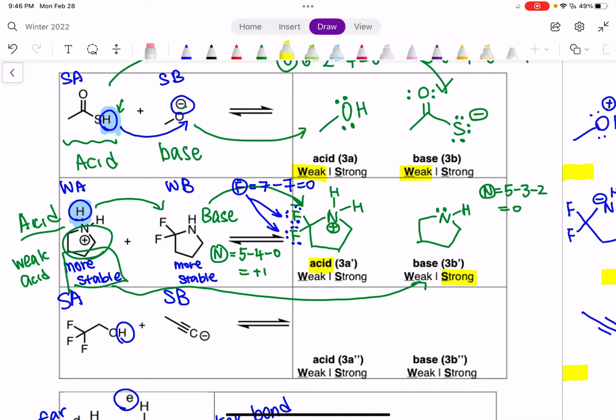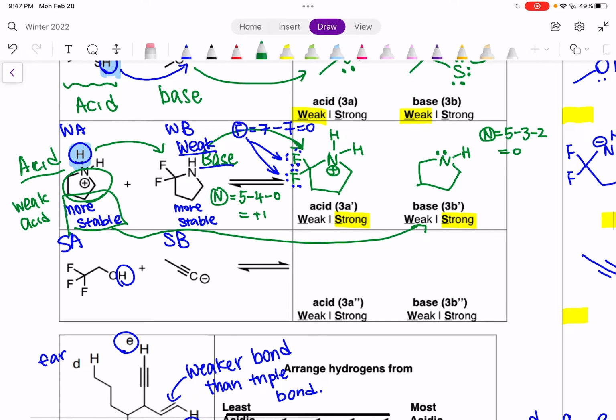If the base of the original is more stable, that will make it a weak base. Which means the acid right here is stronger, because the conjugate acid is stronger because the original where it came from is more stable, which is a weaker base, which then leads to the conjugate acid being stronger.